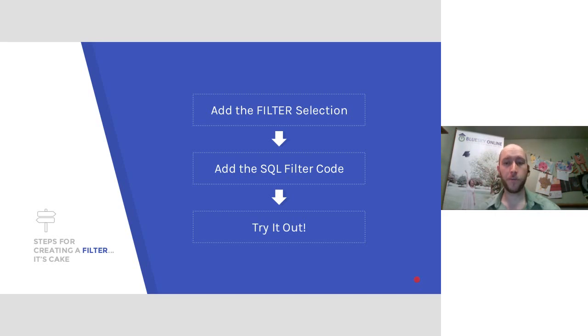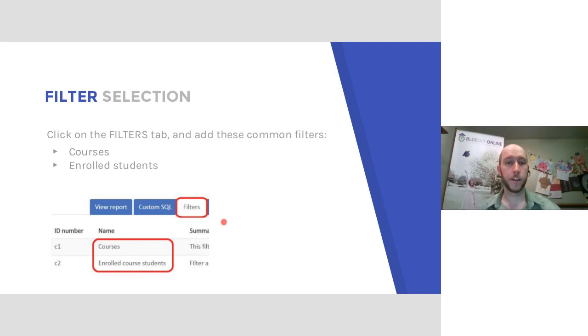So here's a little bit of what it looks like and how you'd add that filter. First, you click on the filters tab. And here are a couple common filters you could try out. A courses and an enrolled course students filter.